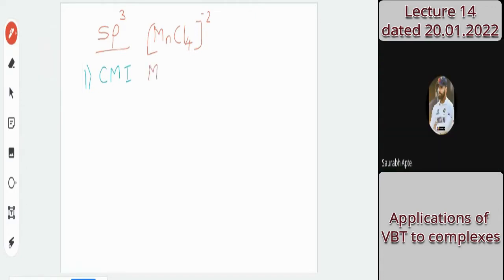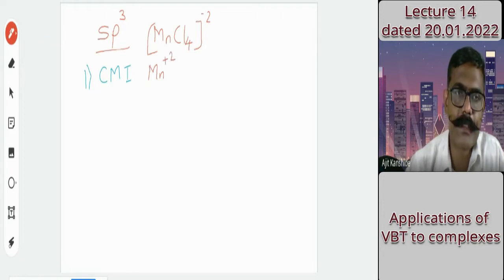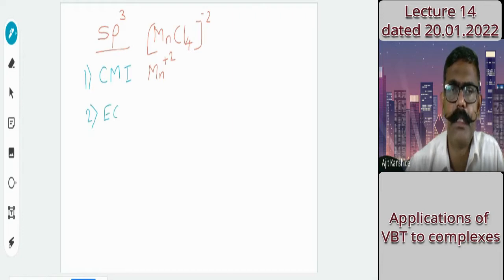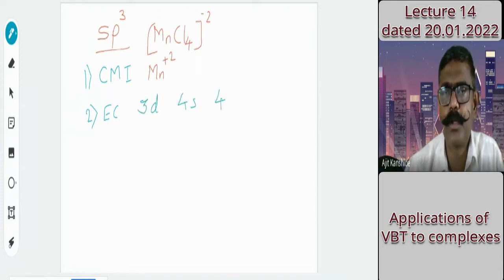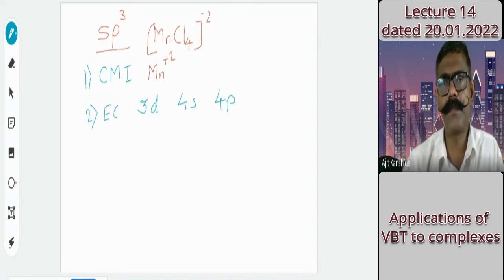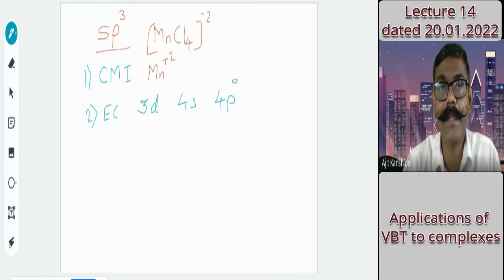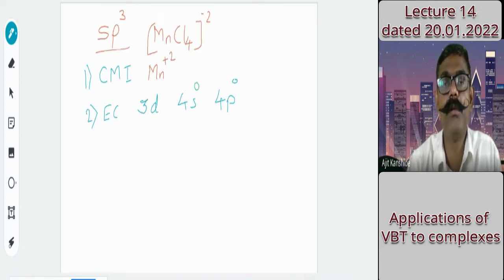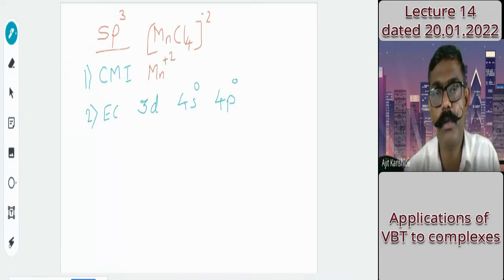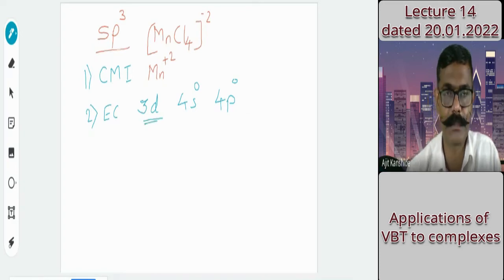Mn+2. Right, Mn+2. Second point, I can combine it in the first also, but I'm representing it separately: electronic configuration. Argon is there, but for the outer electronic configuration I am writing 3d, 4s and 4p orbitals. In the first transition series, 4p has no electrons, and if it is an ion, then 4s will also have no electrons. Electrons will be in the 3d orbitals.